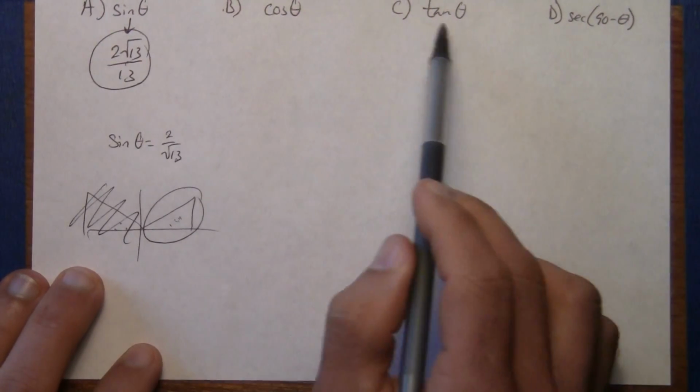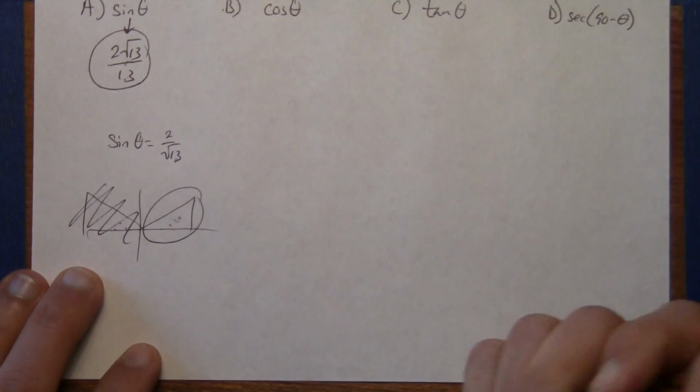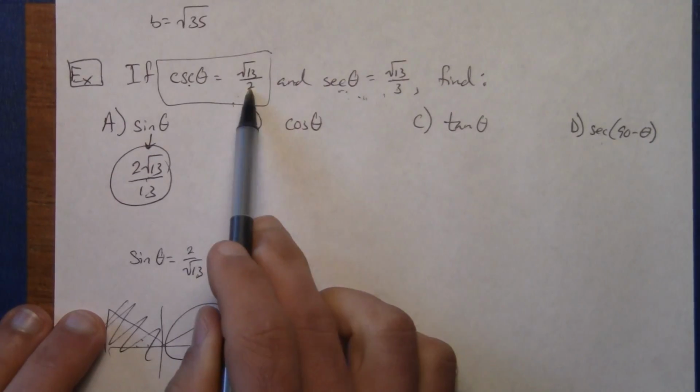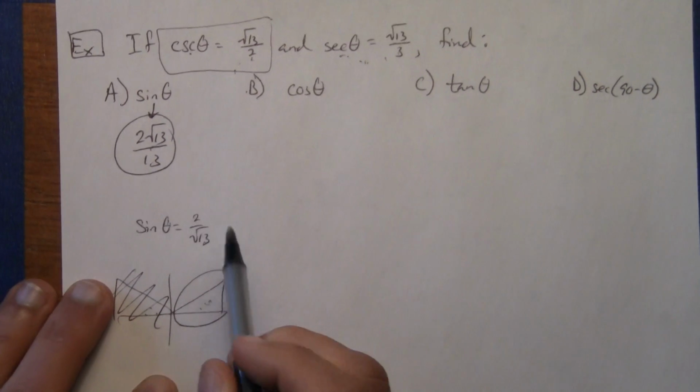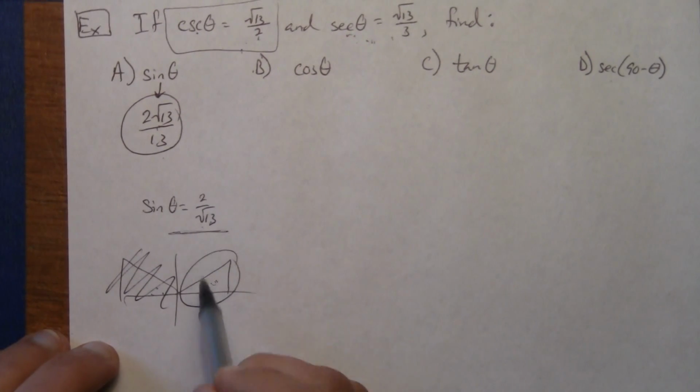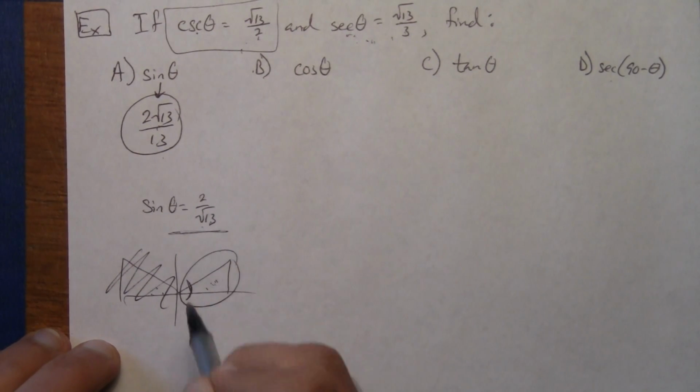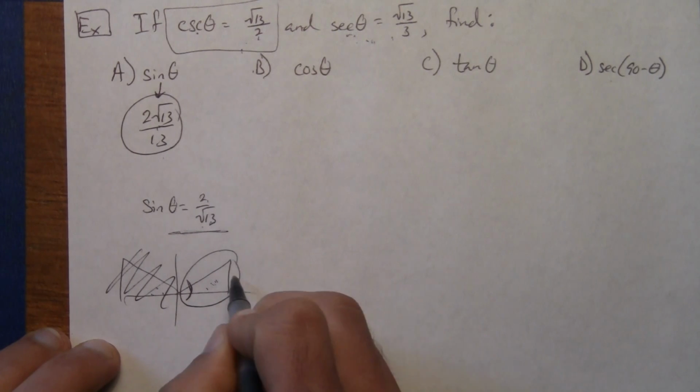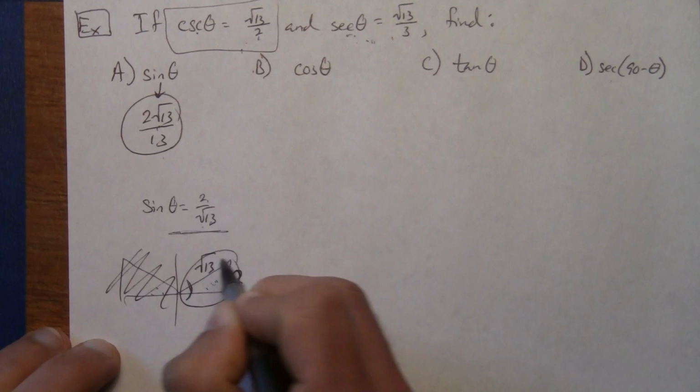Well, like I said, anytime you're looking for a trig function, if you can draw a right triangle, that would be great. So using the information I was given, I flipped it over to get this, and now I'm going to use that to fill out my triangle. There's the angle I'm looking for. It's sine, so its opposite is 2. Hypotenuse is the square root of 13.